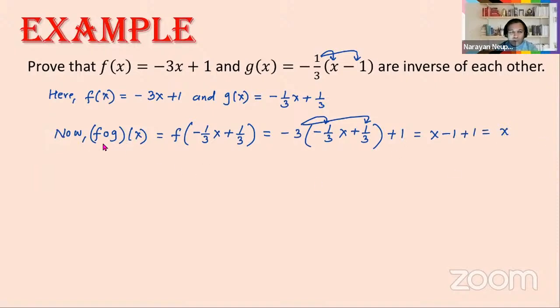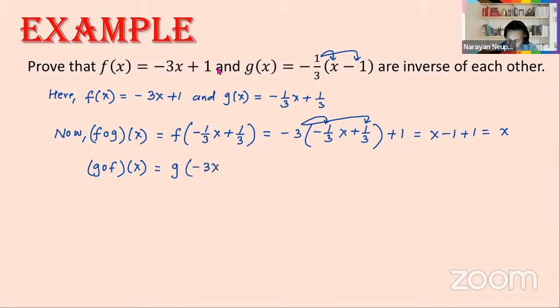That means this composition of f with g of x is an identity function, meaning whatever the input is, you are getting the same output. Similarly, let's find g o f of x. Let's find this composition. This is g of f of x, where the inside function f of x is negative 3x plus 1.